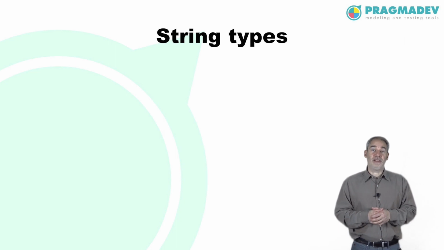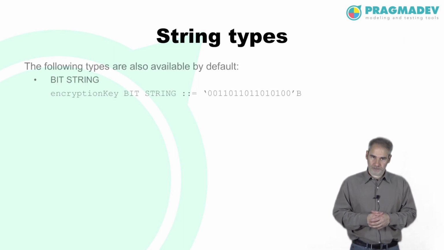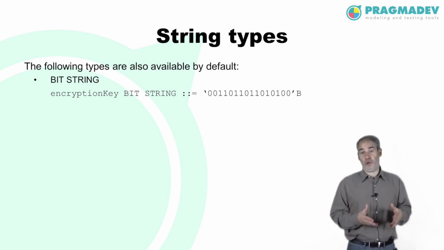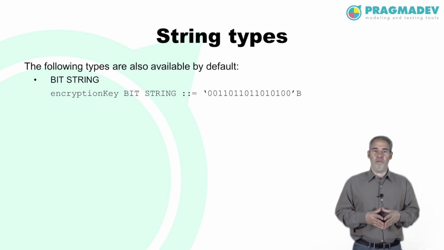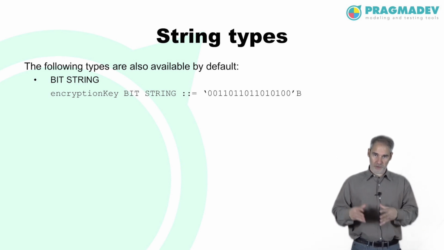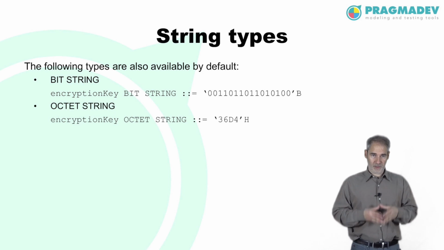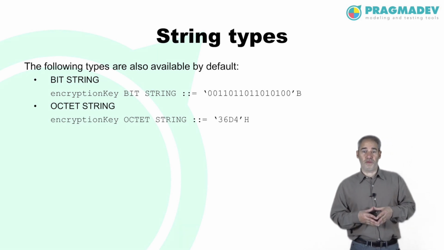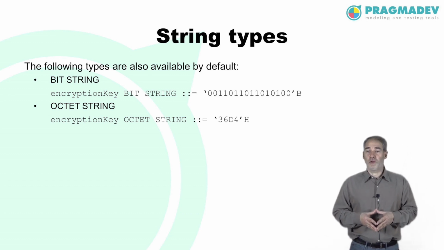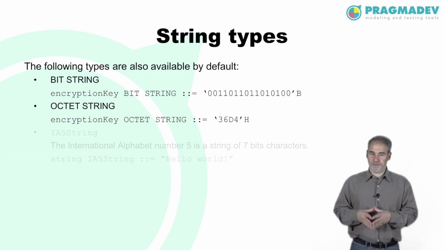Now let's have a look at some of the string types. The bit string, for example, as its name states, is a string of bits. A bit string value is written between quotes followed by the letter B. The octet string is a string of bytes, where a byte is 8 bits. An octet string value is written between quotes followed by the letter H.